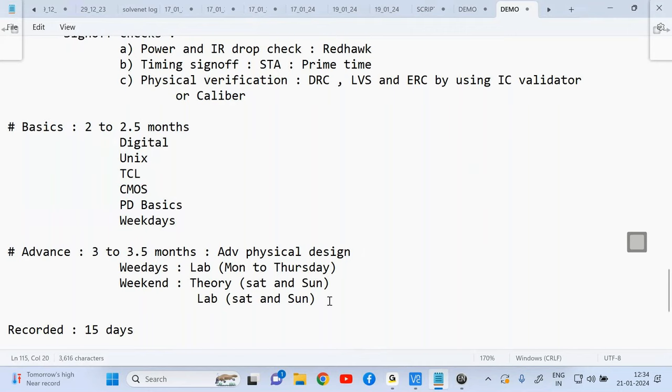To work as a physical designer, should we know only physical design, or do we also need to know the previous processes? See, if you want to enter directly into physical design, these basics should be known. If you are attending from the basics, nothing is required. Basics we are going to do. There are two things here, advanced and basics. If you want to enroll for basics directly, you need not worry, basics we will start. If you are enrolling directly for advanced, you should know these basics.